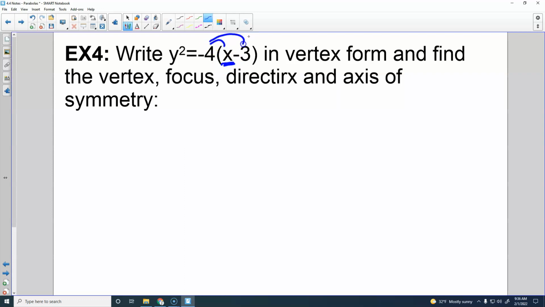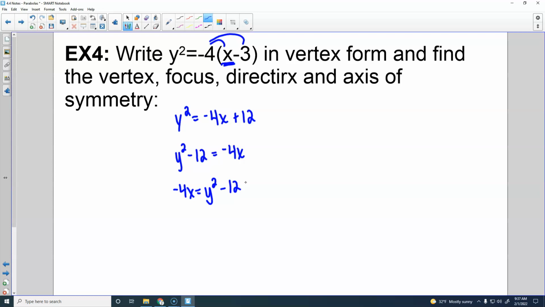So we would distribute that negative 4 first. So y squared would equal negative 4x plus 12. And so we're solving for that x right there. So we're going to have y squared minus 12 equals negative 4x, or we could write it like this, negative 4x equals y squared minus 12.